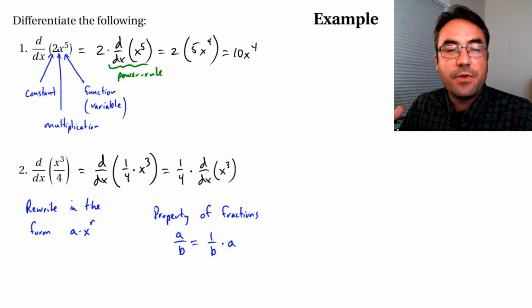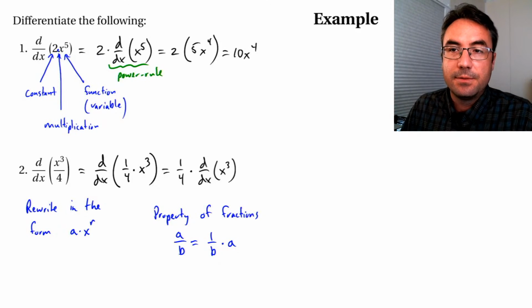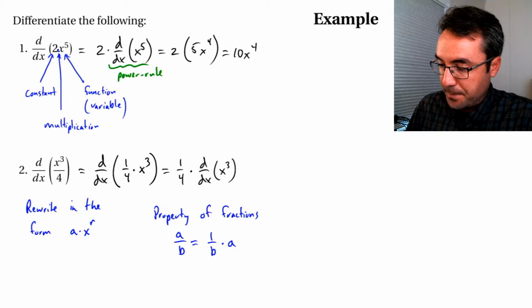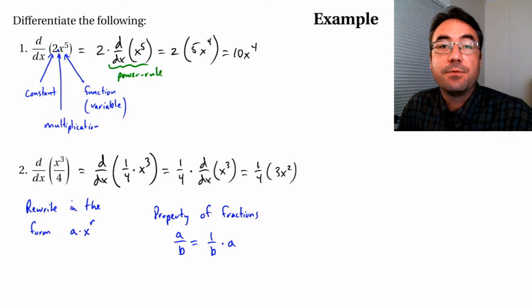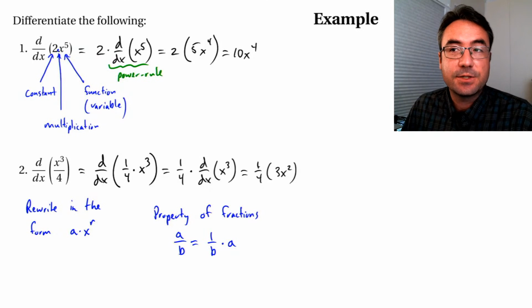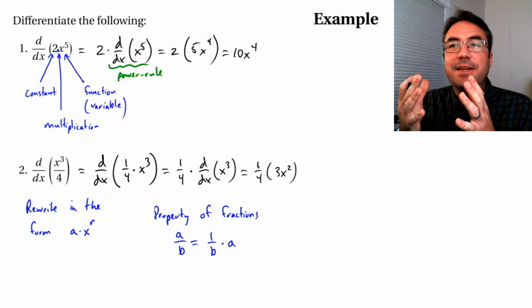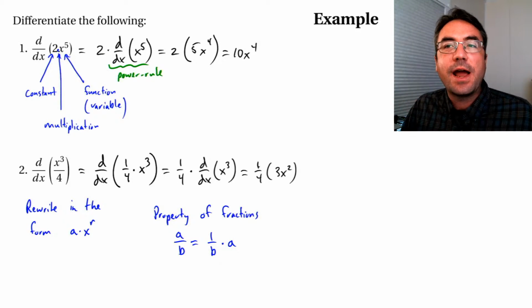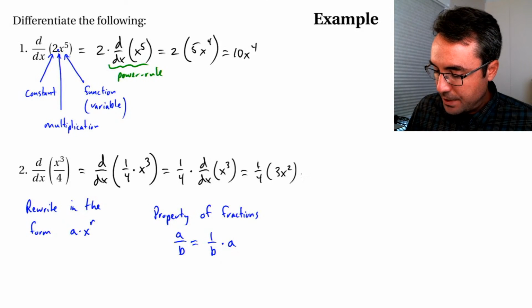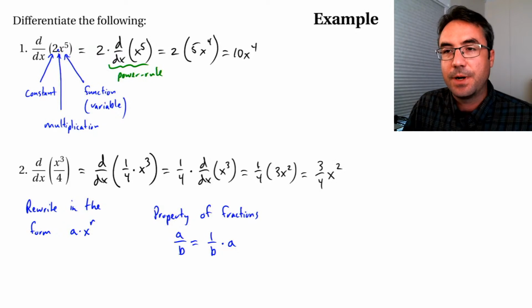And now the derivative of x cubed, that's just the power rule. We did that one before, and we saw that it was 3x squared. So we have 1 over 4 times 3x squared. And it's helpful to consolidate all of the constant terms into one fraction. So we could go a little bit further and write this as 3 over 4 times x squared.